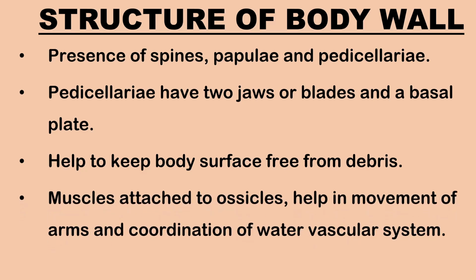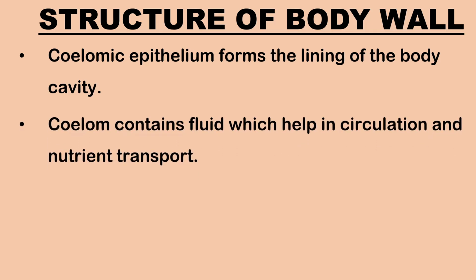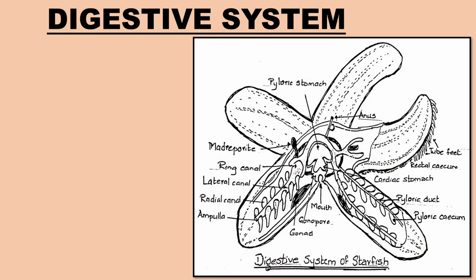Muscles are attached to the ossicles, enabling movements of arms and coordination of the water vascular system. Inside the body wall is the thin, smooth coelomic epithelium forming a membrane lining the body cavity. The body cavity or the coelom contains fluid which helps in circulation, nutrient transport, and in maintaining the shape of the body. Next, let us understand the digestive system of starfish.